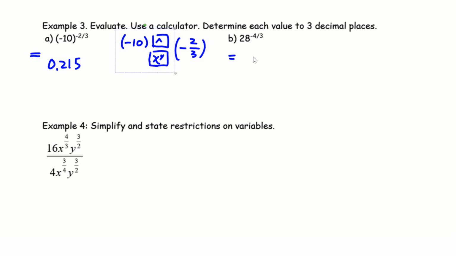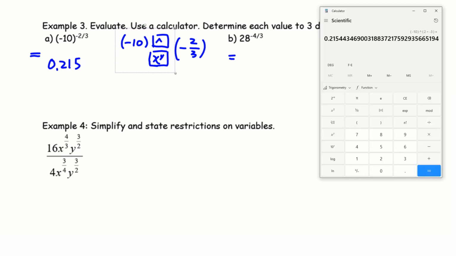Then the same thing, just type into your calculator 28 to the exponent negative 4/3. So 28 to the exponent, bracket, 4 divided by 3, then negative, bracket, give you 0.0117. The fourth digit is 7, greater than 5, so we round up, plus 1 to the last number, the third decimal place. So 1 plus 1 is 2, so 0.012.